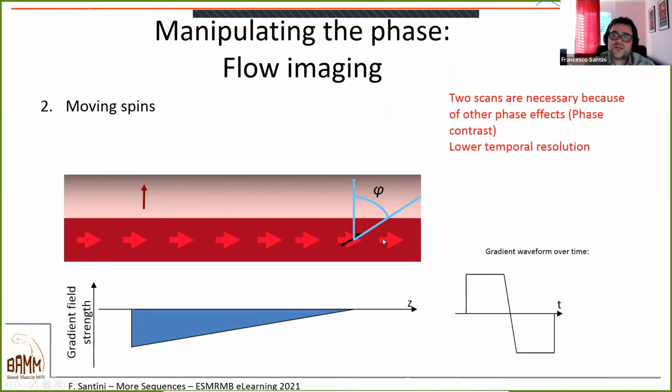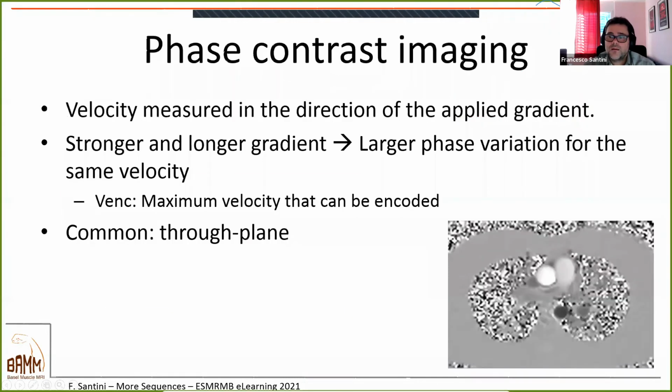And this phase is directly proportional to the velocity that this spin was having, the average velocity from the beginning of this gradient to the end of this gradient. This is called a bipolar gradient waveform, and this is the basics of phase contrast flow imaging, which actually requires 2 scans because we have to compensate for the other phase effects. But we can see that with this method, we can measure the velocity at each point in our image.